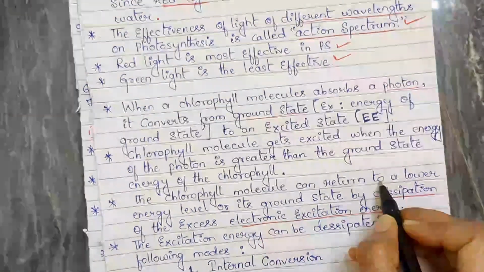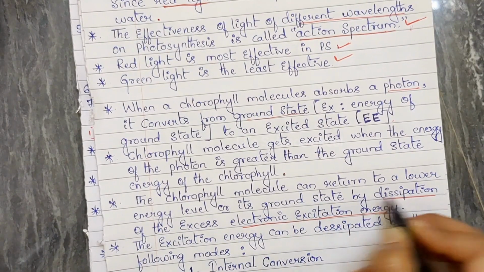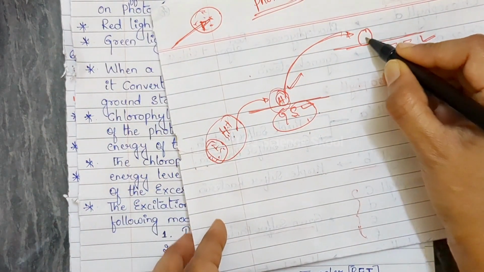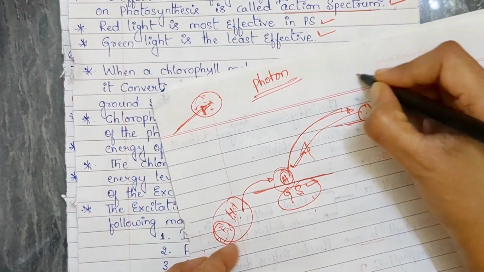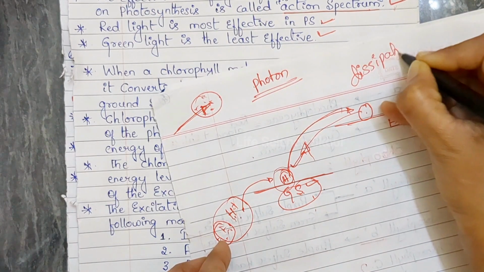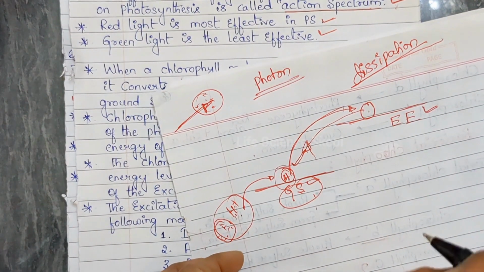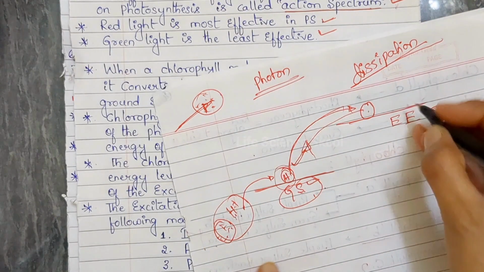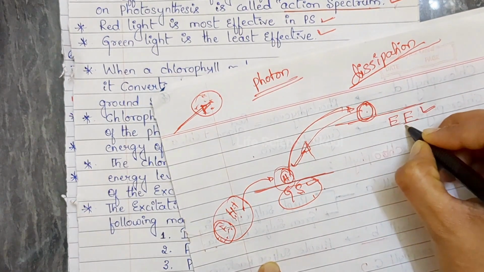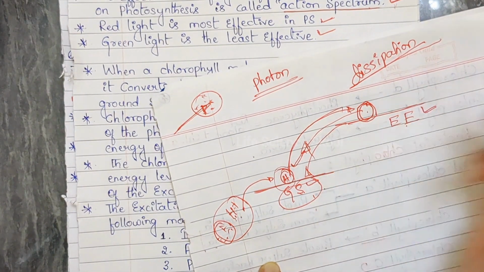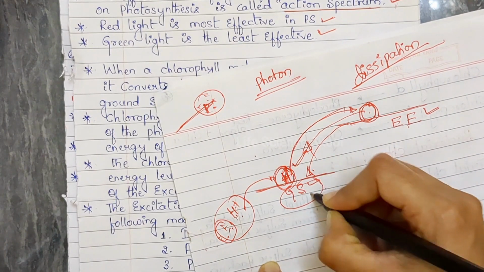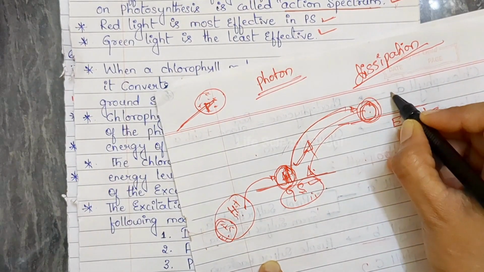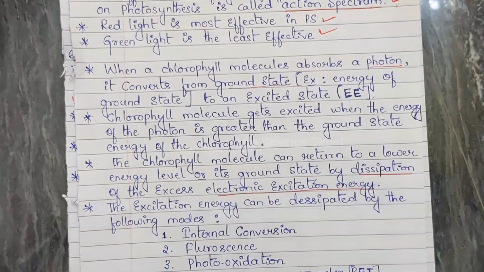The chlorophyll molecule can return to a lower energy level or its ground state by dissipation of the excess electronic excitation energy. If it has to come down, then there should be a dissipation. What is this dissipation? As I said in the previous video, dissipation means decaying of the energy, or you can say loss of energy. When there is a loss of energy, then only will the molecules in the excited state come to the ground state. If the energy is higher than the ground state, it will move to the excited state. If this energy is reduced, then it will move back to the ground state.